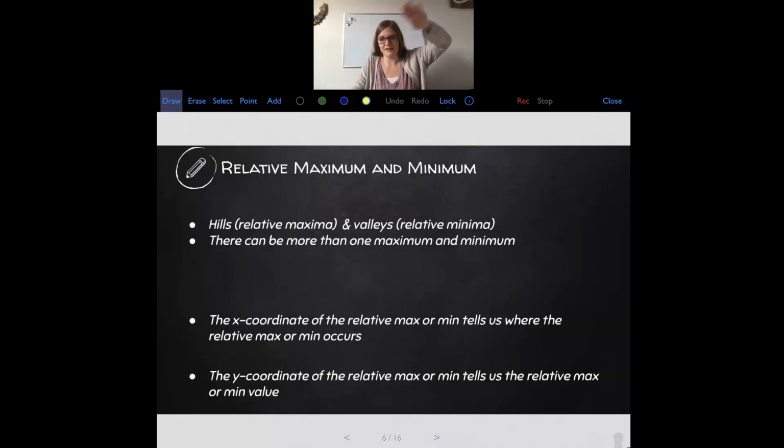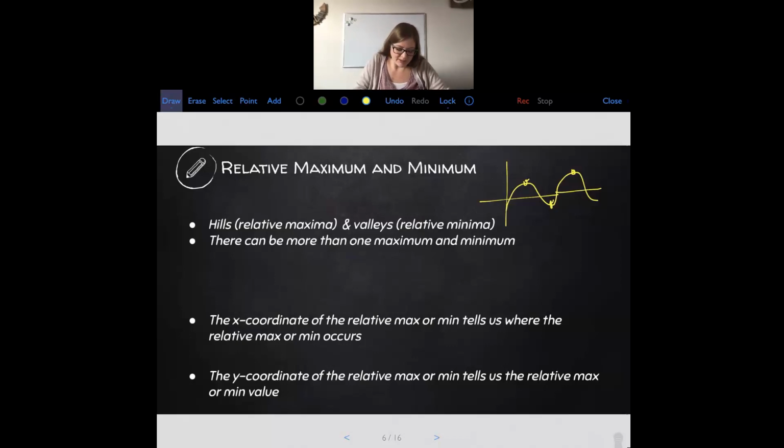So you've got a hill, and then you've got a valley. Okay, so something like this. So these points on the hill would be the relative maxima. This valley here would be the relative minima. There can be more than one. So this function that I just drew has 2 relative maxima and 1 relative minimum.